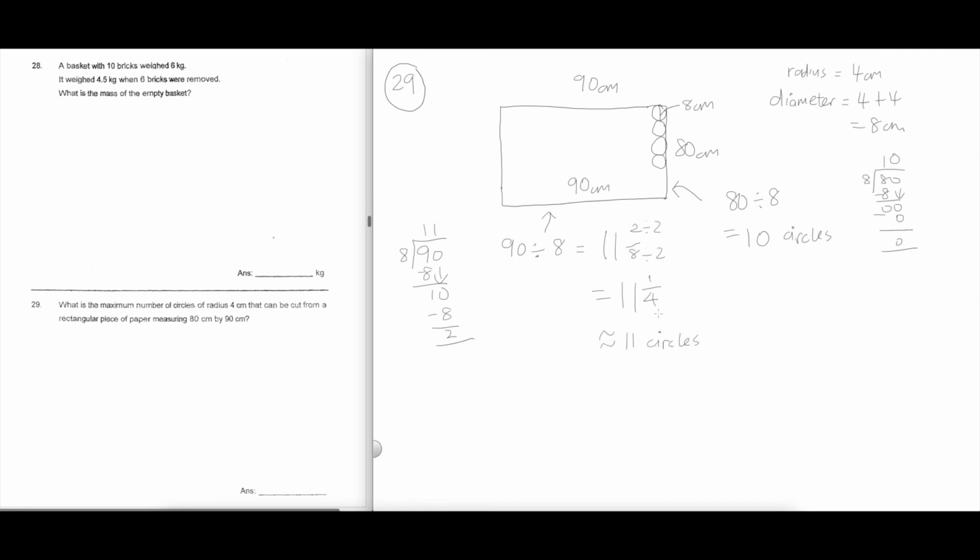Understand? So what is the maximum number of circles of radius 4 cm that can be cut from a regular piece of paper measuring 80 cm by 90 cm? Here I can fit 11 circles, here I can fit 10 circles. So the total number of circles will just be 11 times 10. 11 times 1 is 11, so I just add the 0 here. My answer is 110 circles. Okay?